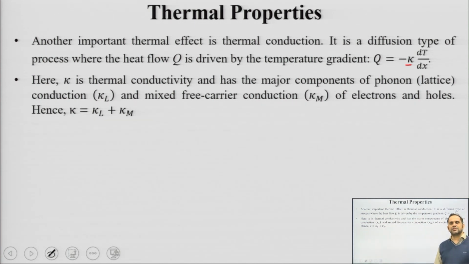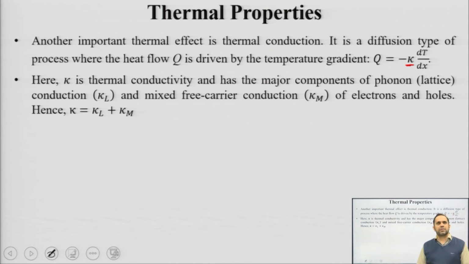That minus sign is indicative that the flow of charge or the flow of heat is opposite to the temperature gradient. So, it flows from higher temperature to a lower temperature. Okay. This is thermal conductivity, the symbol which is written here, this is known as thermal conductivity.